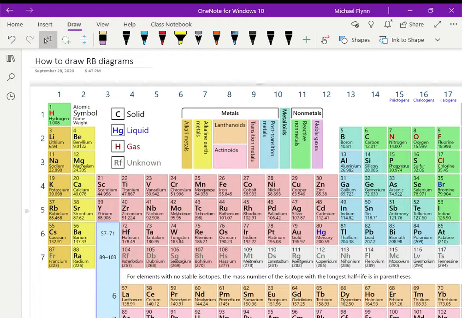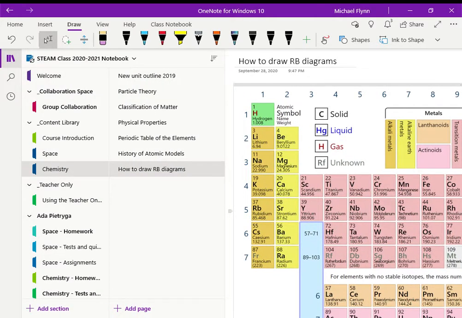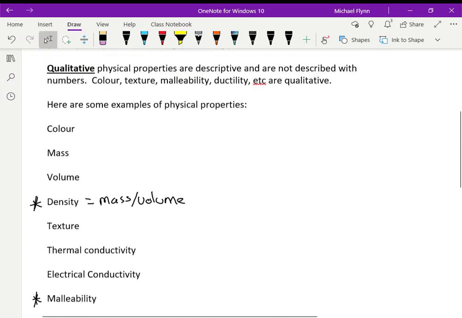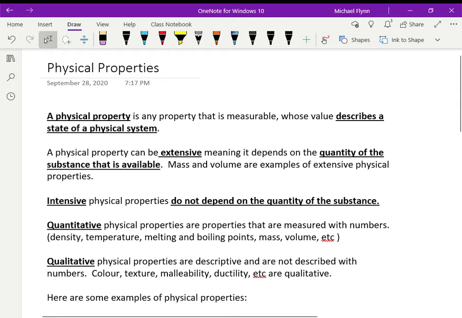So this is a really crucial lesson for you. I'm going to get right to it, okay? And we're going to look at the periodic table shortly. But before we do that, first we're going to look at some what are called physical properties, okay?